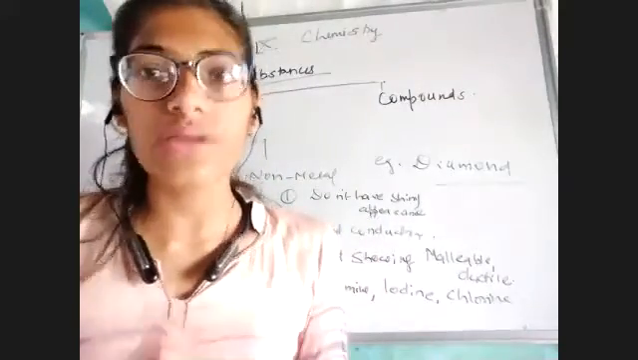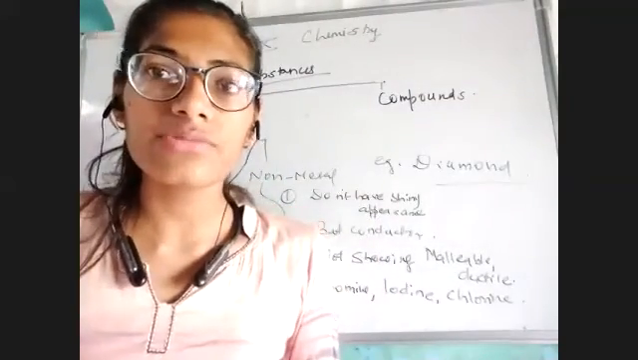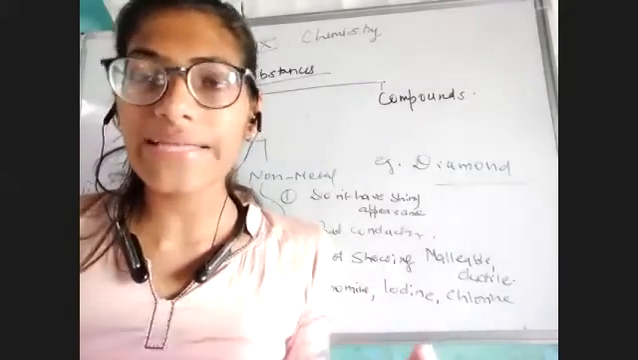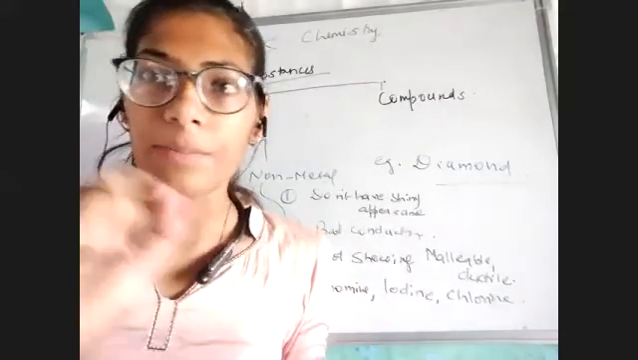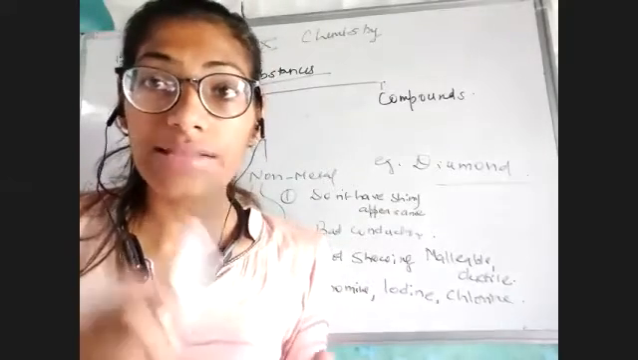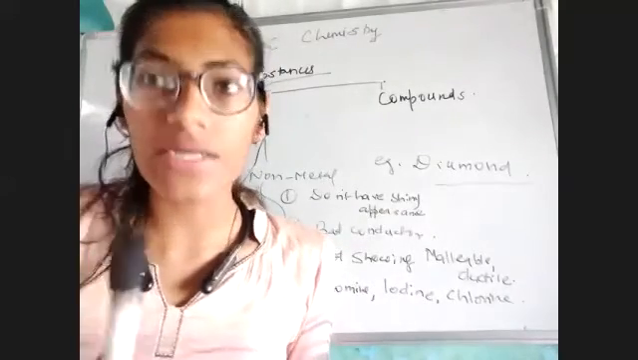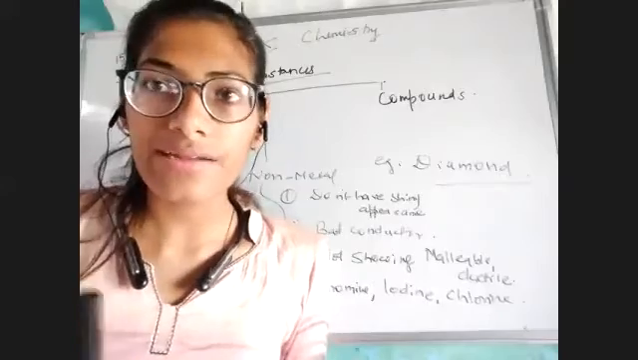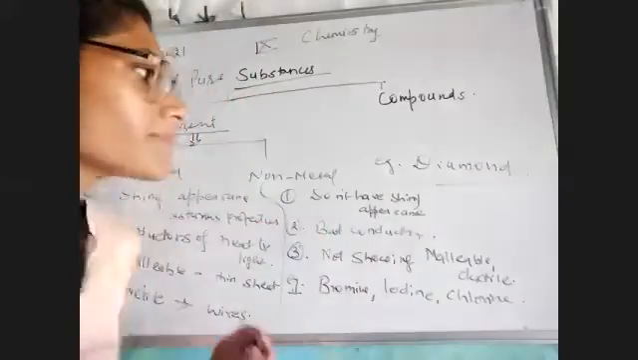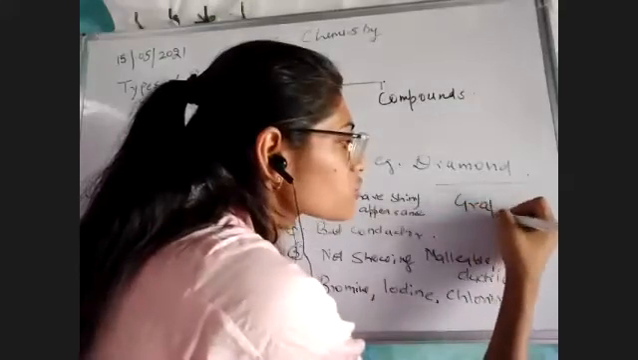Okay, exceptions are everywhere. Same as it is if I'm talking about graphite. You have heard about graphite. Our pencils are made up of graphite. The black thing with the help of which we write is made up of graphite. And that graphite is a good conductor of light. So that is also an exception. Okay, so I'm also writing graphite over here.